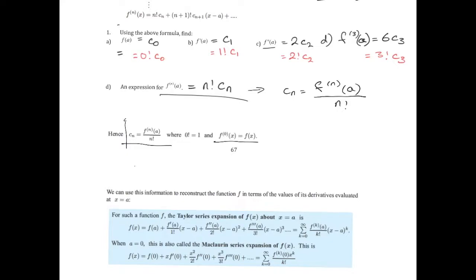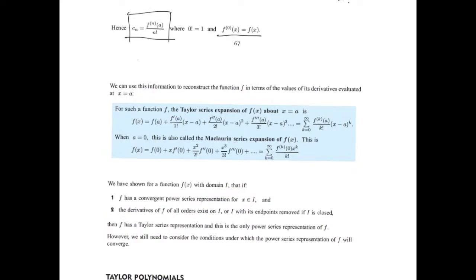So basically now we have a formula for this constant that's always at the front of the power series. But that's only for Taylor series. We can use this information to reconstruct the function f in terms of the values of its derivatives evaluated at x equals a. So now we're getting rid of the c's and replacing them with what we just found. For the first one, c0 is just f of a. Then f dash a over 1 factorial, which is just f dash a, times x minus a, plus f double dash a over 2 factorial, x minus a squared, plus f triple dash a over 3 factorial, x minus a cubed, and so forth to infinity.